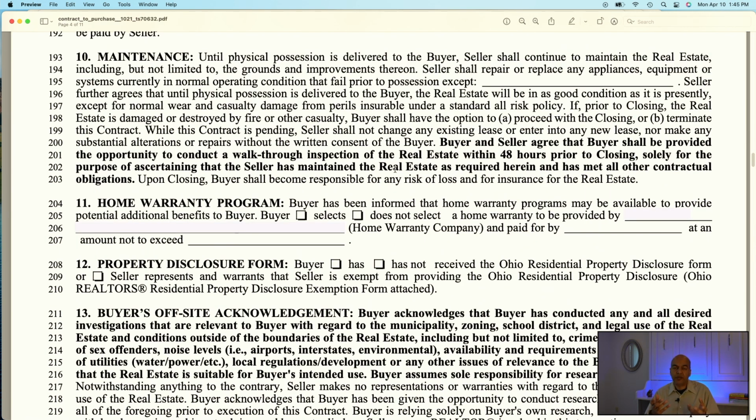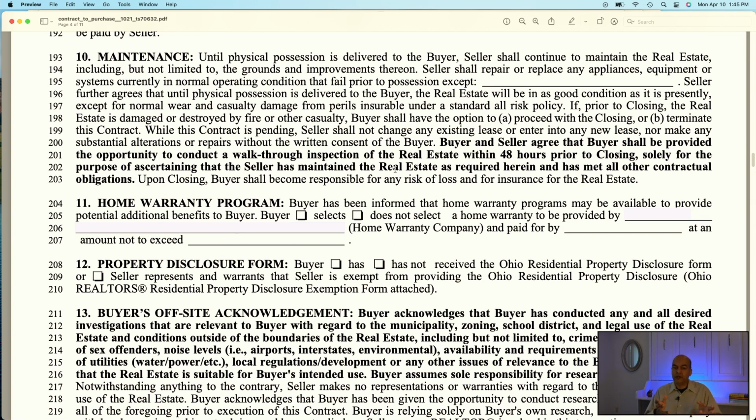Number 10 covers maintenance, and basically with regards to the maintenance, the seller is supposed to keep it in current condition, the way it looks right now when the buyer walks through after home inspection. It needs to be maintained properly, so that way when the buyer does close, get ready to move in, they're not getting into a house that's substantially worse off than when they first saw it.